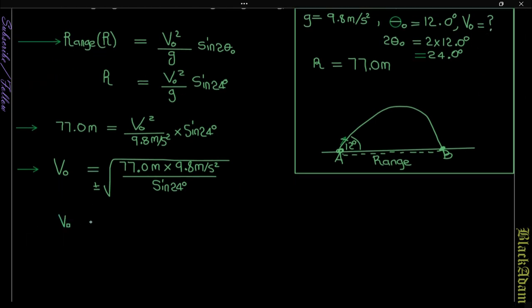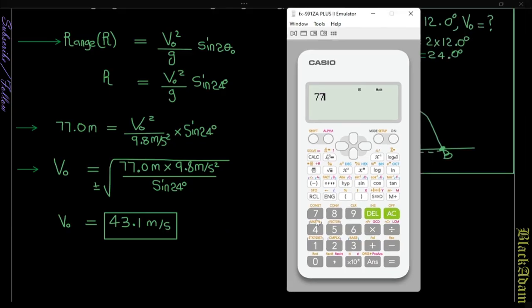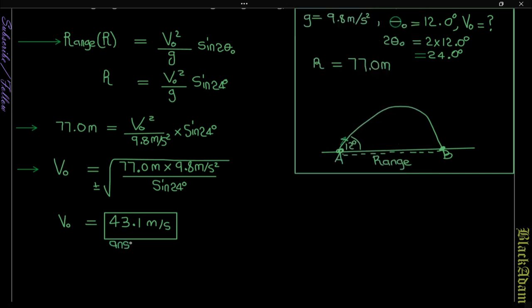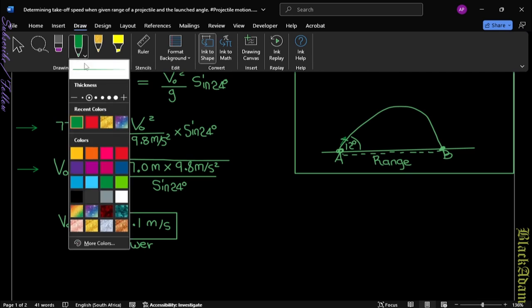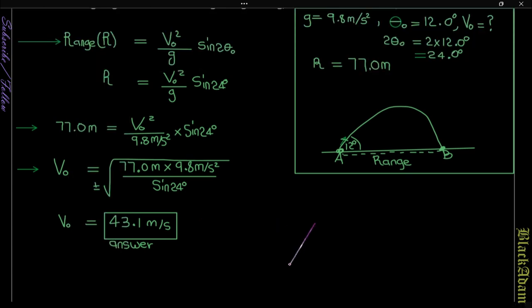So the square root of that will be 43.1 meters per second. That's our answer. But let's just get the calculation from the calculator. 77 times 9.8 divided by sine 24 gives us 1855, and so the square root of that is 43.07. Rounding off to 1 decimal place is 43.1. That's the final answer, the speed at which it launched.